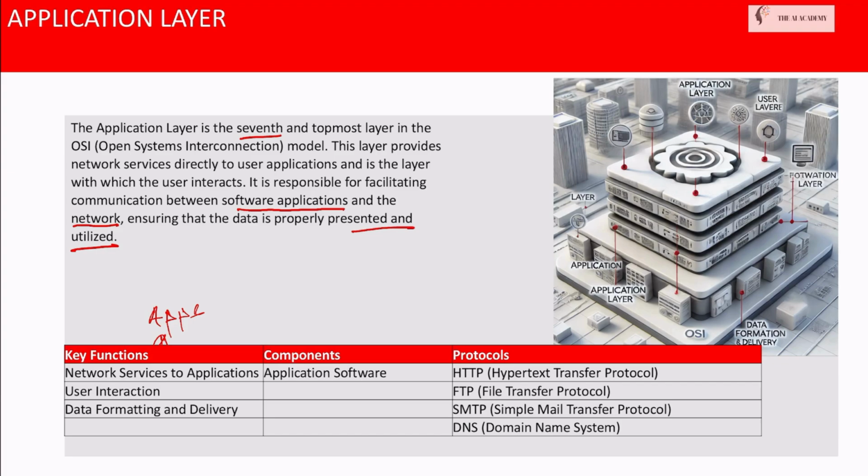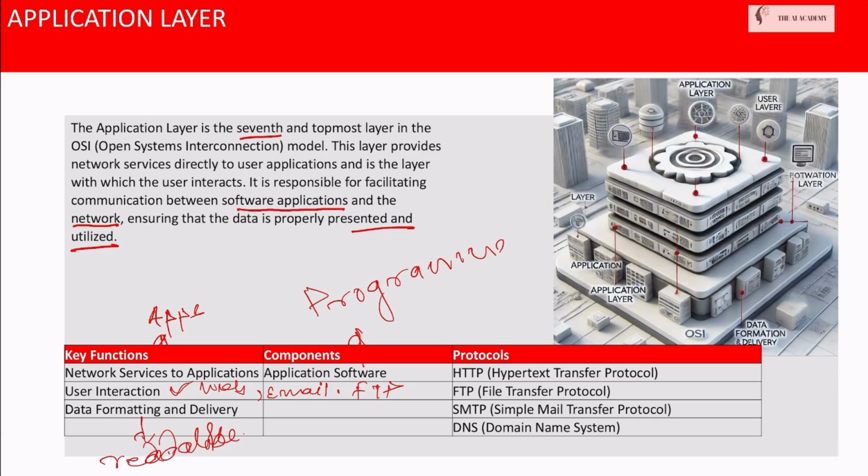The application layer offers various network services to user applications, enabling them to communicate over the network. This layer is where users interact with the network through software applications like web browsers, email clients, and file transfer programs. It ensures that data is presented in a readable format for the application and that it is correctly delivered to the appropriate service. The components of layer 7 are application software, programs that run on the application layer, providing services such as web browsing, email communication, file transfers, and more.